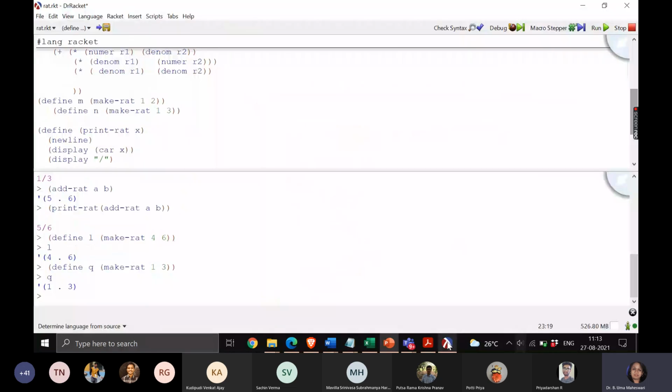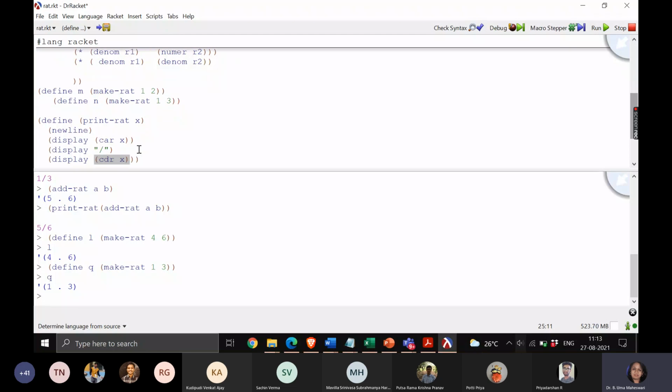So the same thing I was performing here. The same procedure I have written. Print-rat is the procedure and r is the rational number. And then I'm going to a new line and taking the first value, then printing slash, and then printing the next value. So now, after defining this, I'm just calling this.